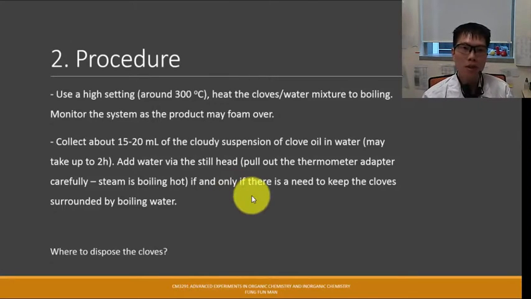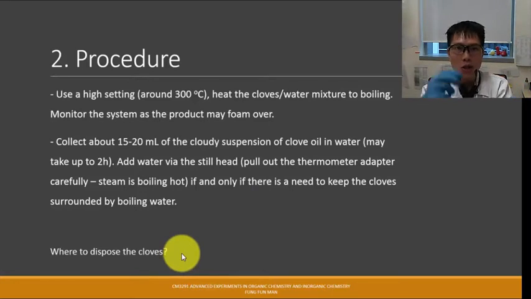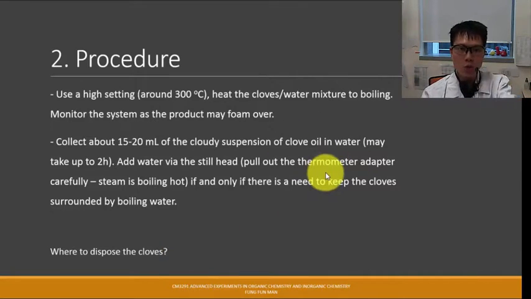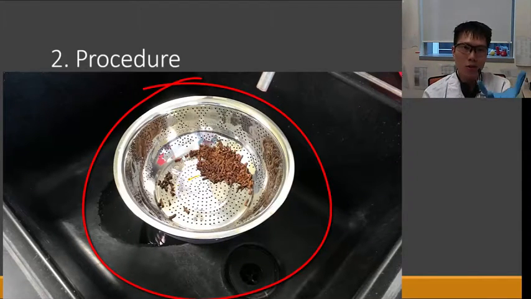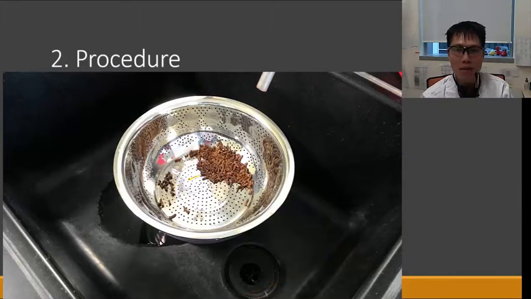Top up. At the end of the day, how do you dispose of the gloves? Solid, right? Brown solid suspension. Do we dispose of it in the waste bin, trash bin, or what? You should transfer it, in this picture shown, through the strainer that we place in the basin, so that we collect the solid and then we discard it later by the custodian of the lab.